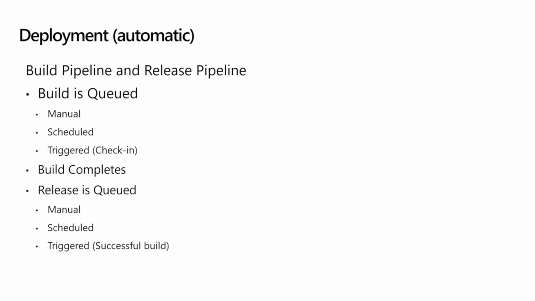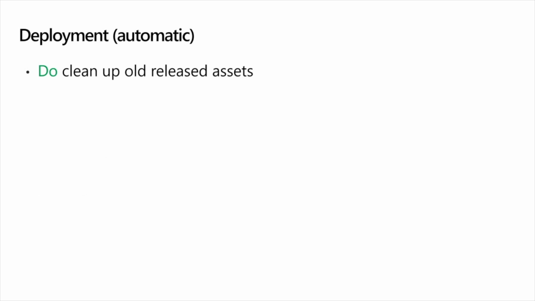For the build pipeline and release pipeline, the automated ones, the build is queued, and it doesn't really matter if it's manual, scheduled, or triggered. When the build completes, then the release is queued in the same way, and that completes it. And you do want to clean up your old released assets from the asset library.